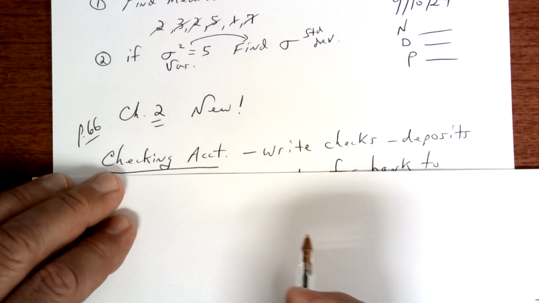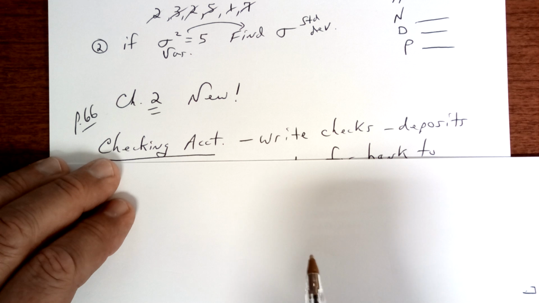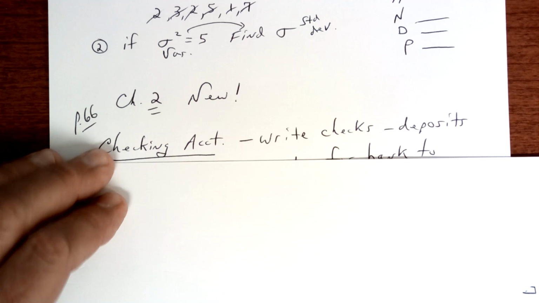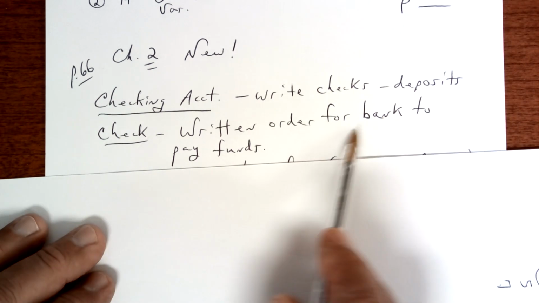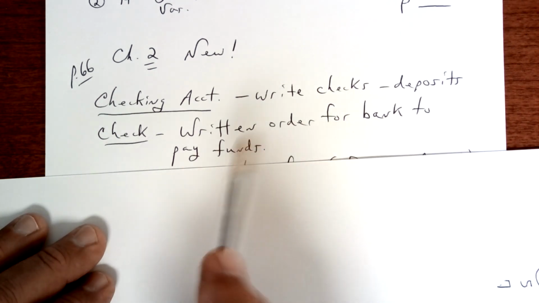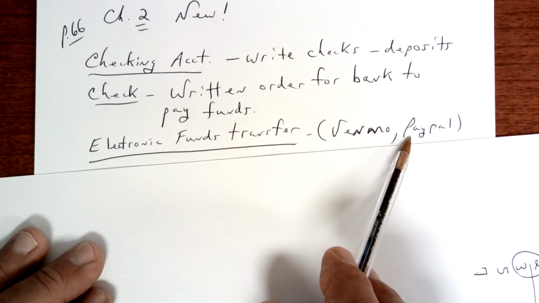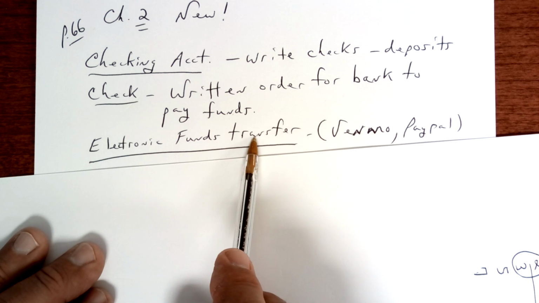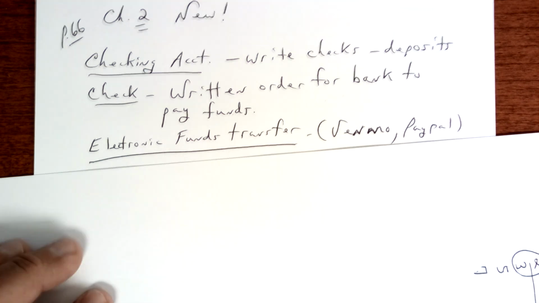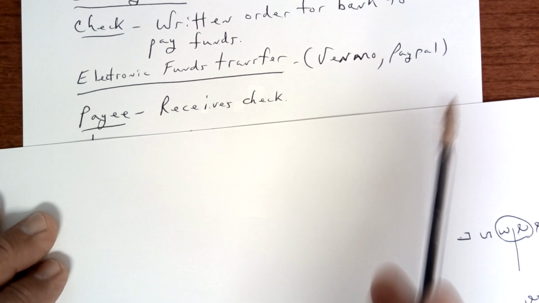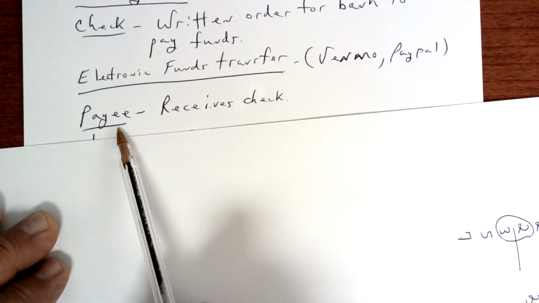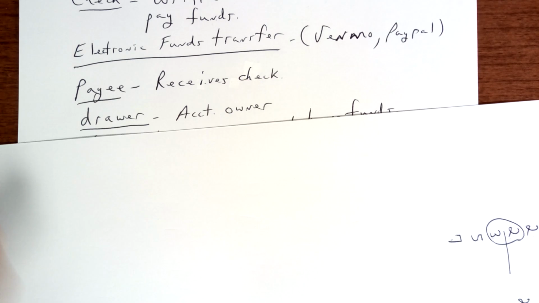Okay, well, a checking account is an account that you hold at a bank where you can write checks and make deposits. Okay, so you can write checks and make deposits. A check is a written order for the bank to pay funds out of your account. Electronic transfer is like Venmo or PayPal, or where you transfer money from your bank, maybe from checking to savings, or maybe to another person. A payee is a person who receives your check. The person who draws money out of their account is the account owner.